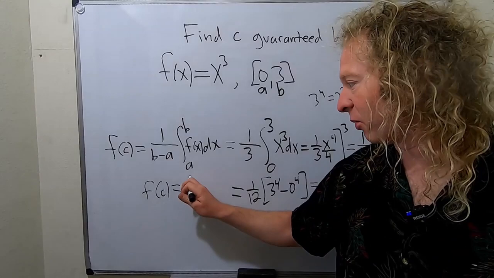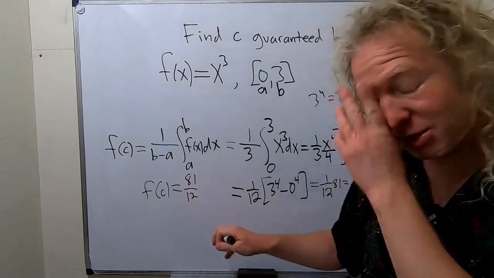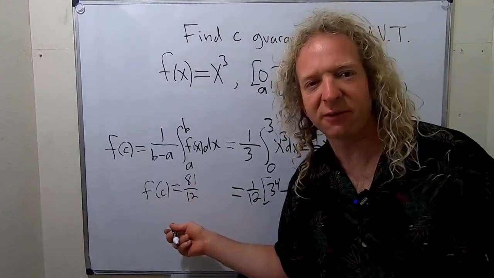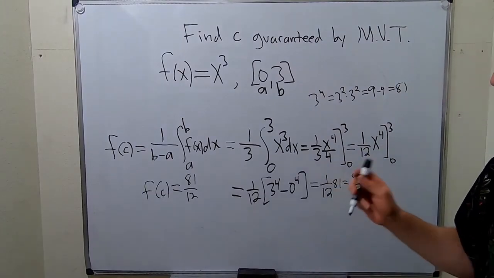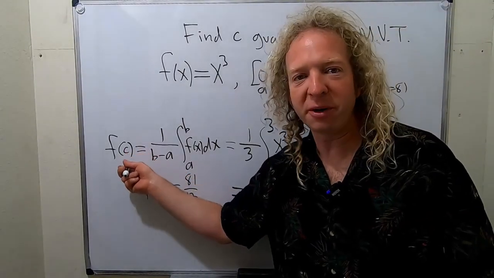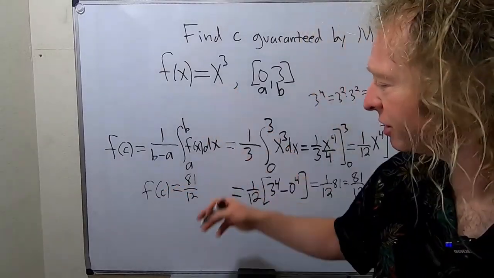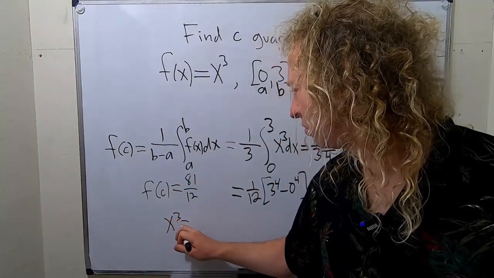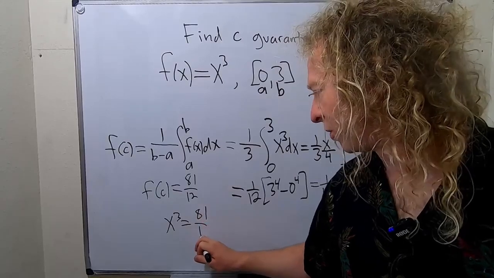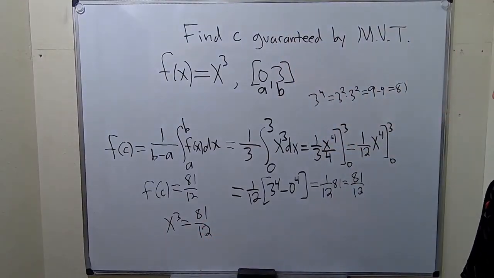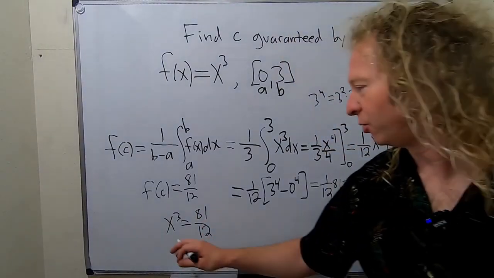You can use x, by the way. Most of the time when I do this, I just put f of x here. That's fine. It doesn't matter. I just wanted to be really perfect this time. And plus, it's already on the board, so I just called it c anyways. But you can put an x here. So this is x cubed equals 81 over 12. And then to solve for x, you take the cube root of both sides.